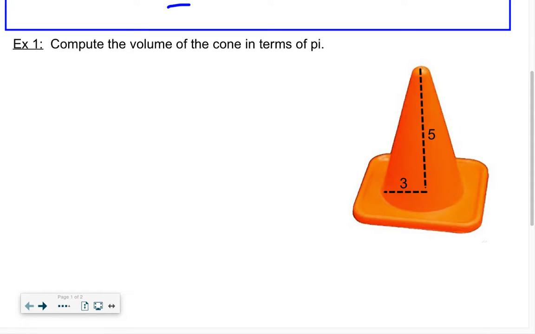So here it is, we have a cone off to the right. It has a radius of 3 and a height of 5, and we want to go ahead and compute the volume of the cone in terms of pi. So let's start with our formula. Volume is equal to 1/3 times big B times height. And again, what we need to find to begin with is that big B.